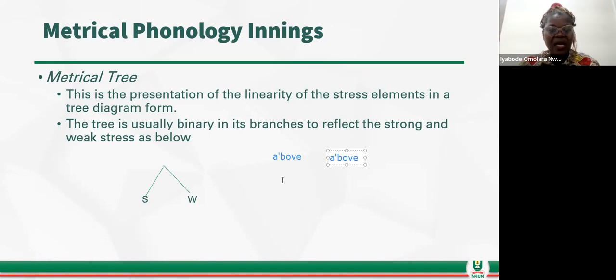So it means that when you get to metrical grid, you will see now that there are levels that you can also have. By this one, it is saying that it is linear, that it is just following, going maybe to the right, following each other like that. So that's what it says there. So metrical tree is just the branching of strong and weak. Or like I'm trying to demonstrate with this particular example of the word here.